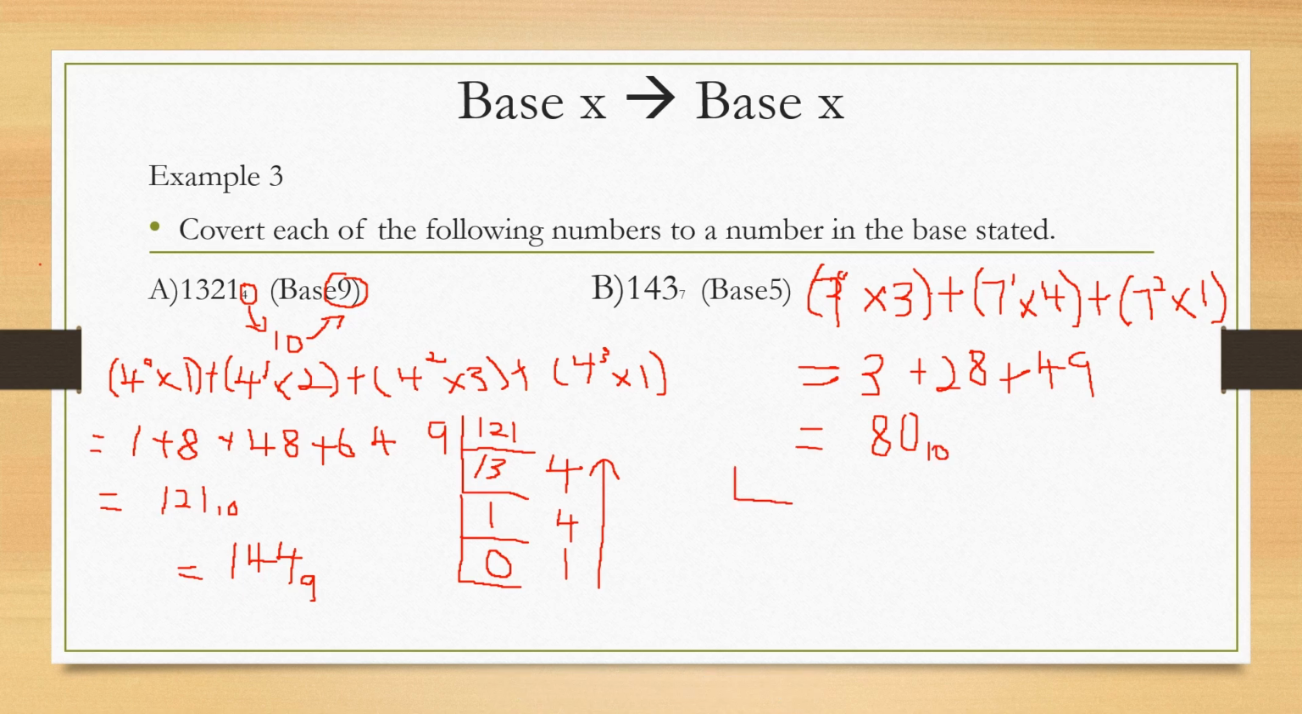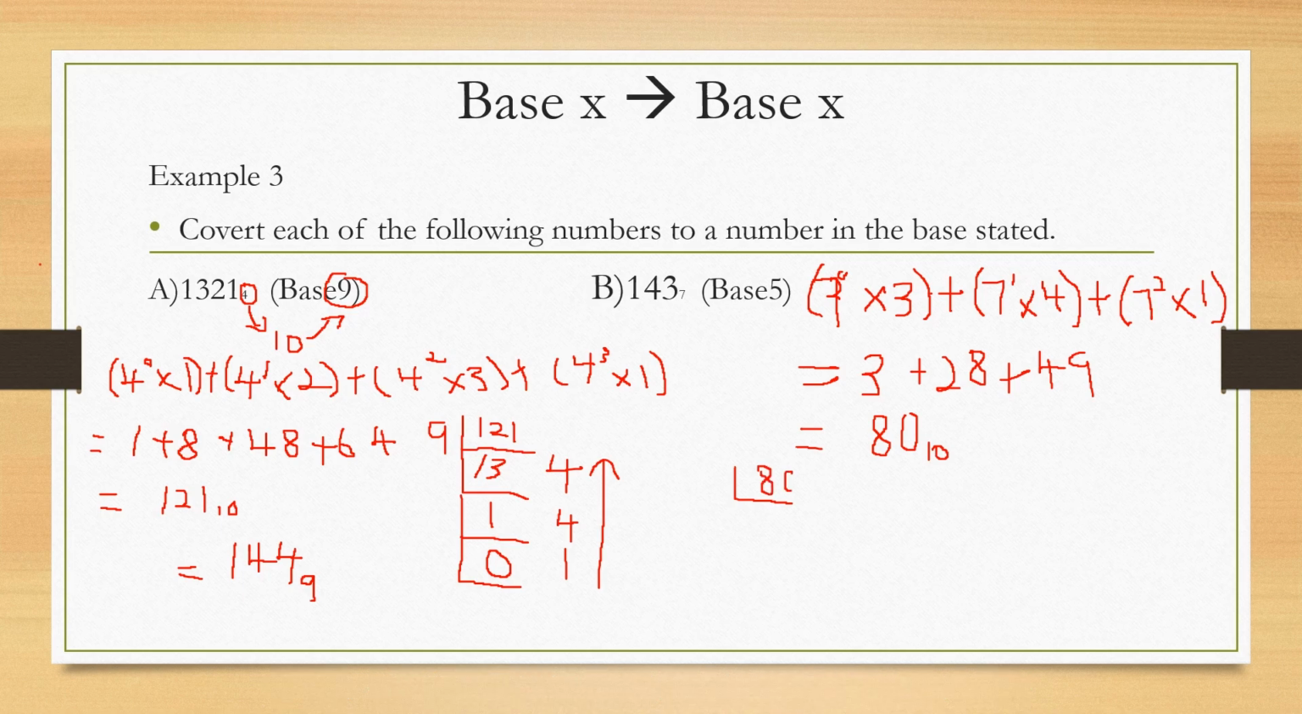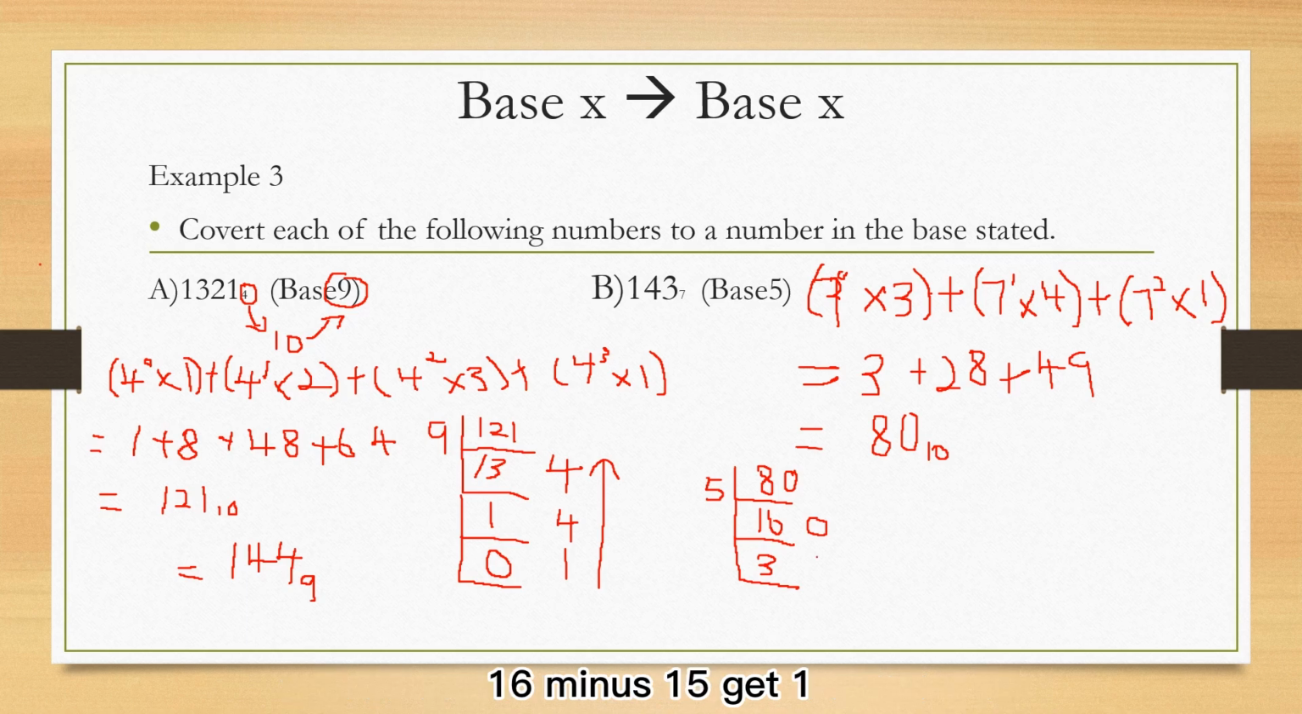So after we get base 10, we can change base 10 to base 5. First, we write out the value. 80 divided by 5, we get 16. Since there is no remainder, we write 0. And 16 divided by 5, we get 3. 3 times 5 is 15. 16 minus 15, we get 1. And here we get 0.